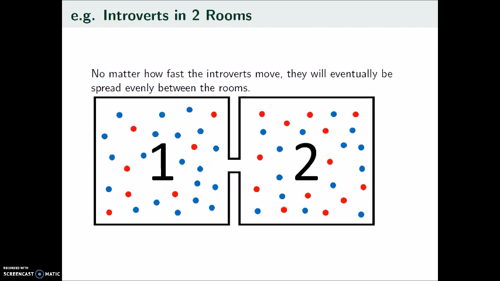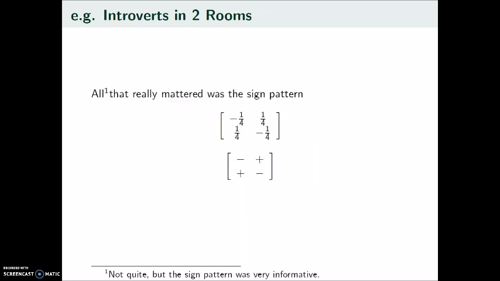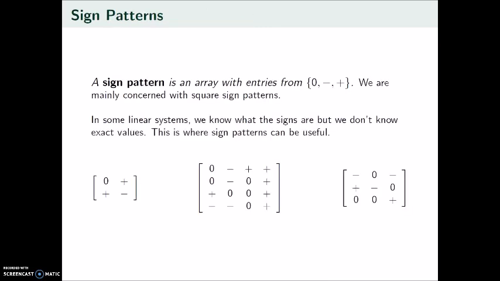Somehow, we just needed to know how they were moving and not necessarily how fast. And in some sense, all that really mattered was the sign pattern of our matrix. I'm neglecting a few factors here, but the sign pattern is still a very useful and very informative tool in this case. A sign pattern, formally, is an array with entries from 0, minus, and plus. And generally, we're concerned just with square sign patterns.